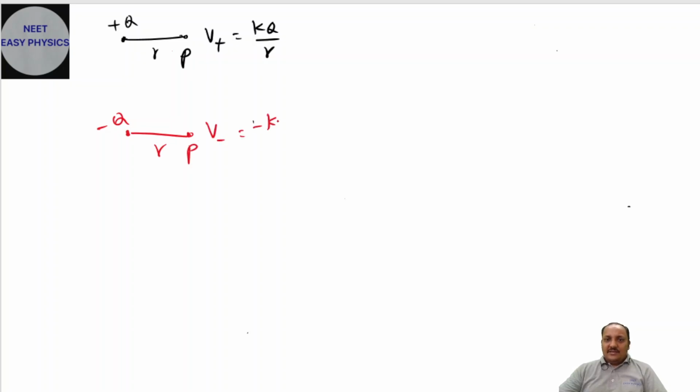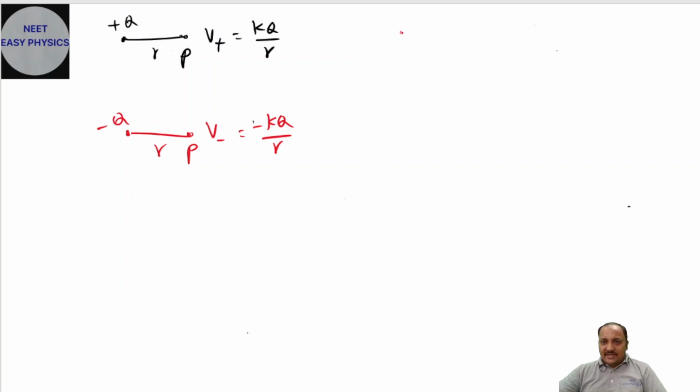If you are taking positive charge plus Q at some distance r at this point P, the potential due to the positive charge is kq by r. Just you have to remember. If we are taking negative charge minus q at some distance r at this point P, the potential is minus kq by r.